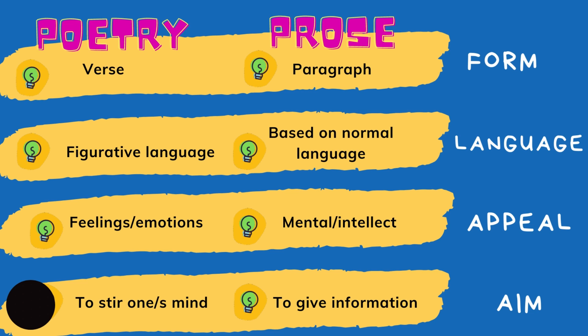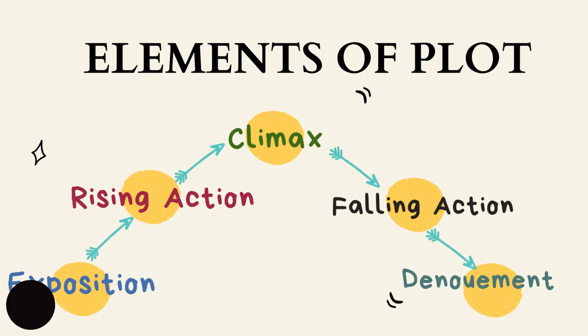All right, we have the last slide. This is already familiar. Okay, familiar na to. Nabanggit ko na din to kanina. Here are the elements of plot. It's essential for us to understand this because it explains how the story started and ended. So first we have the exposition. So in exposition, this is where the characters are introduced. This is where and when the story takes place.